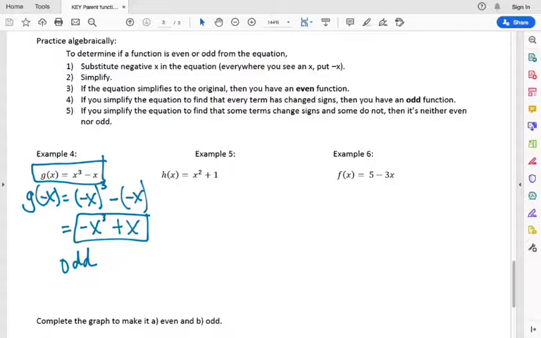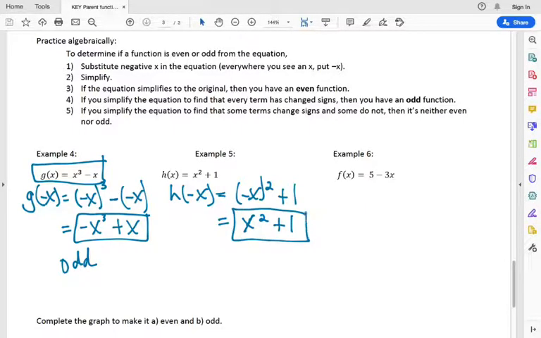Okay, let's do example 5. We're going to replace the x with a negative x. So that becomes a negative x, do the operation, which is squaring it, and then adding 1 to it. Simplifying that, when you square a negative value, it becomes positive. So we've got a positive x squared plus 1. If you compare what we just did to the original, you'll notice that every term looks exactly the same as it did originally. So that makes it an even function.